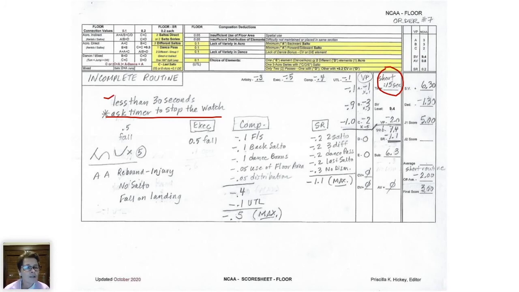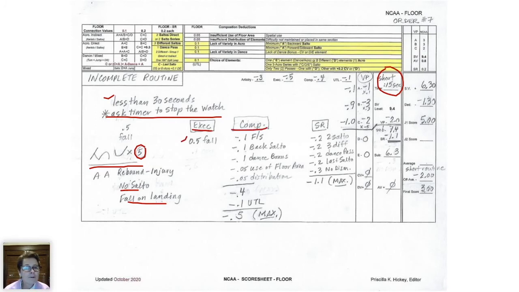So all she did was 2 A's, round off back handspring. She jumped in the air. She was hurt. She fell, and you take 5/10 off. She rebounded. There was no salto, and she fell on the landing. So what am I going to do? Easy for execution, 1/2 or 5/10 for a fall.